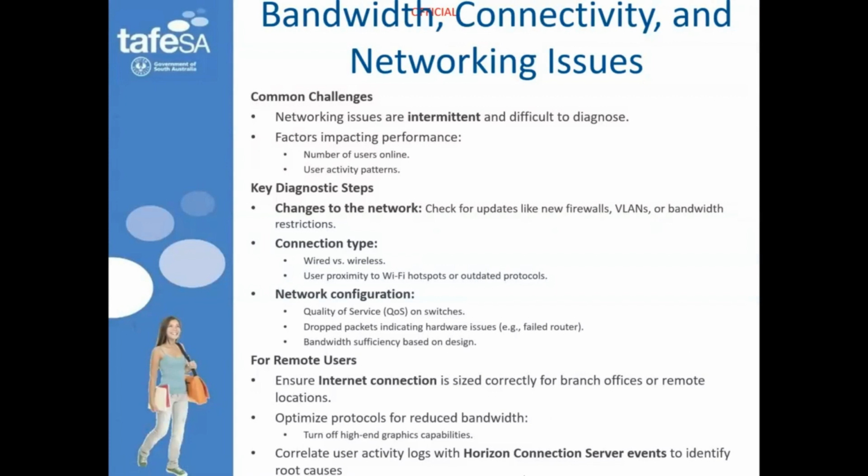Optimize protocols for reduced bandwidth, so turn off high-end graphics capabilities. If you're using it from a remote location and you have lower bandwidth, maybe that's the first thing you need to limit. It's a bit like us having that Teams meeting. If you have slow bandwidth, you might mute the video to improve the performance, right? Correlate user activity logs with Horizon Connection Server events. Obviously we need to look at the logs to identify any root causes.